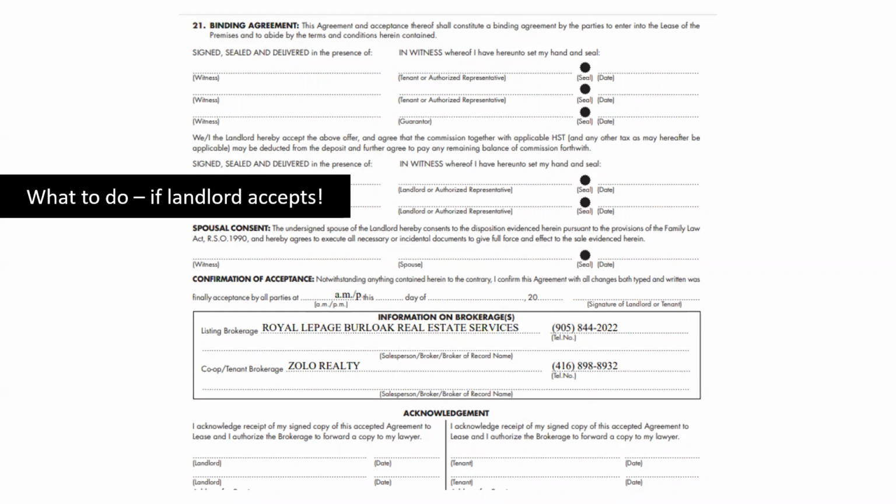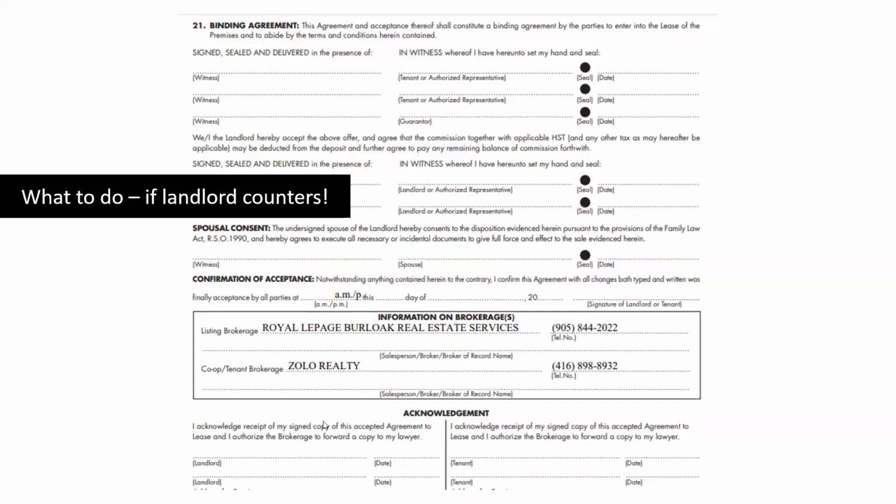So if the landlord accepts, you've signed paragraph 21, the landlord goes ahead and also signs paragraph 21 and confirms acceptance and acknowledges receipt of the accepted offer. It's at that point that you get your client to also acknowledge receipt. But that doesn't always happen so cleanly. Usually the landlord will counter.